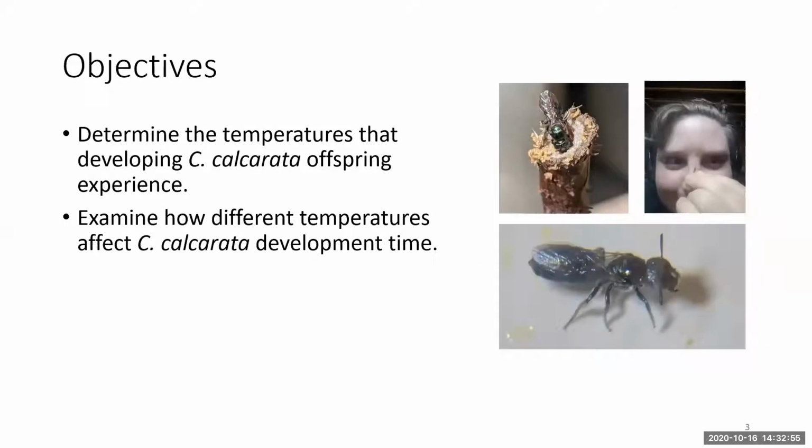So for my master's project, I'm investigating the effects of developmental temperature on Ceratina calcarata physiology. For today's talk, I want to focus on the portion of my project that looks at the effect of temperature on the development of C. calcarata offspring. My objectives were to determine the temperatures that developing offspring experience in the field, and then to examine how different temperatures affect offspring development time.